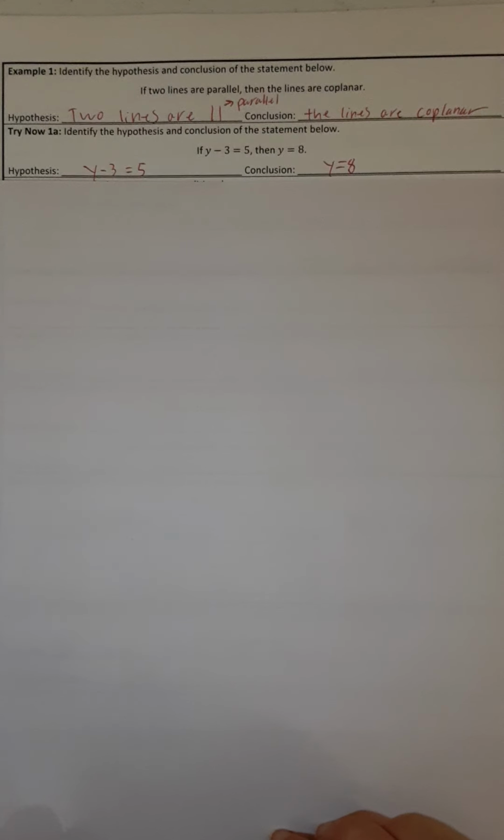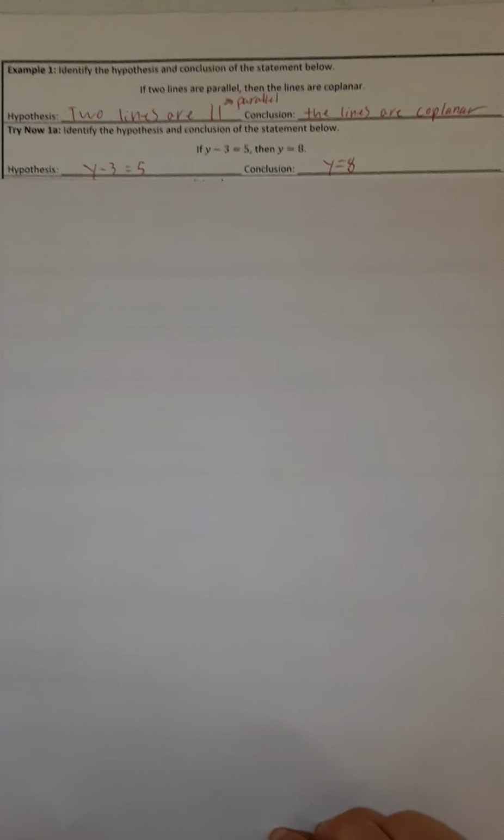Okay. Assuming you've paused the video, this one says, if y minus 3 equals 5, then y equals 8. So the hypothesis comes after the if, y minus 3 equals 5, and the conclusion comes after the then, y equals 8.